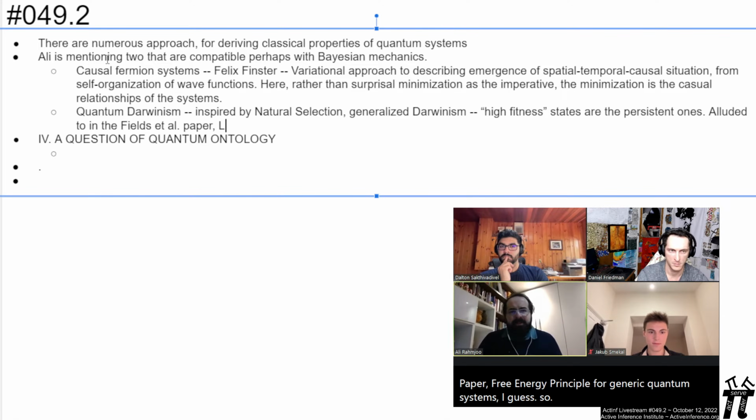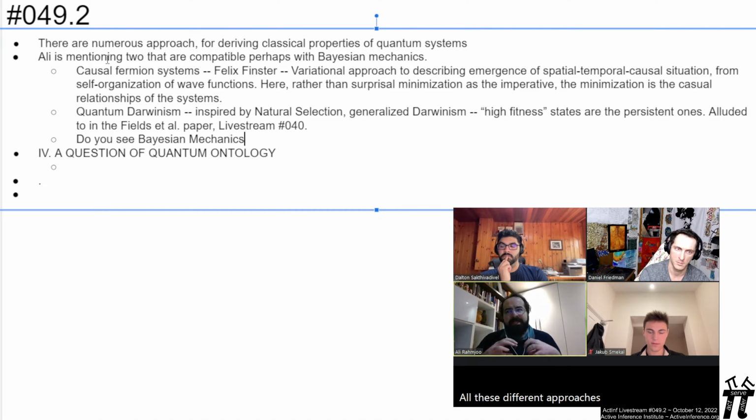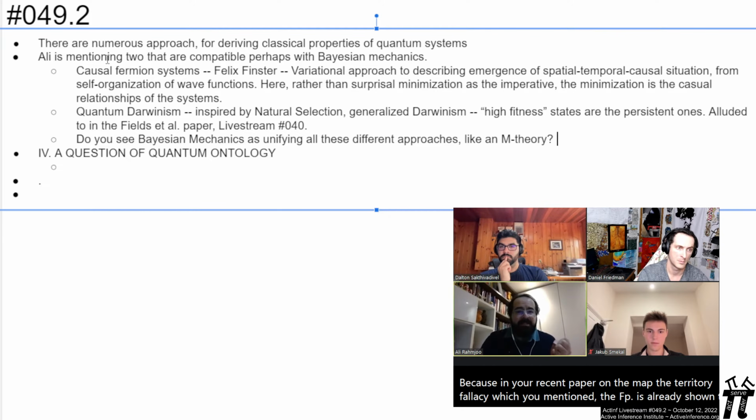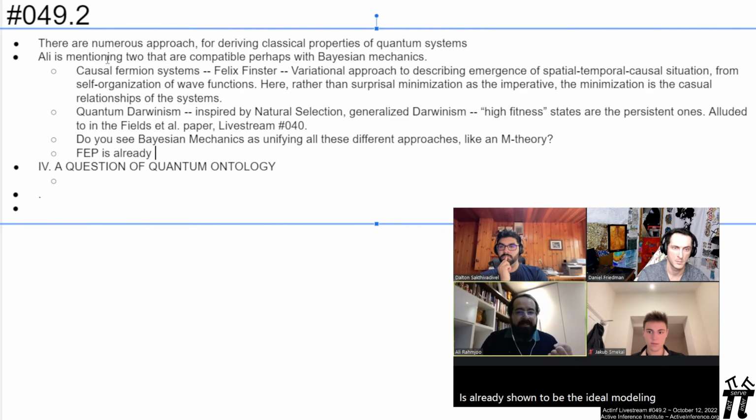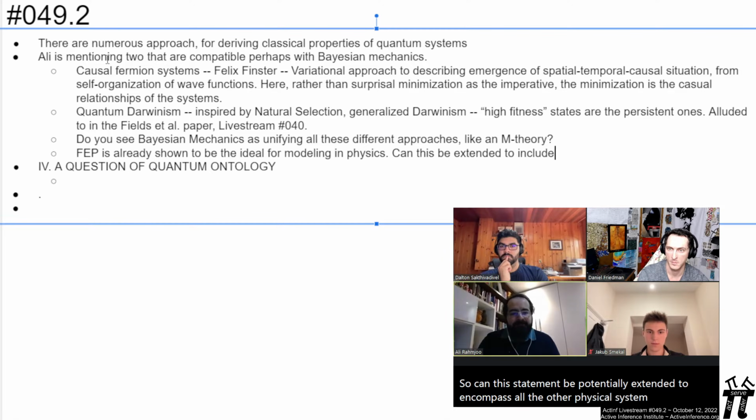So do you see Bayesian mechanics as ultimately unifying all these different approaches somehow into an M-theory-like integrated theory? Because in your recent paper on the map-territory fallacy, which you mentioned, FEP is already shown to be the ideal modeling tool for generic systems in statistical physics. So can this statement be potentially extended to encompass all the other physical systems as well?